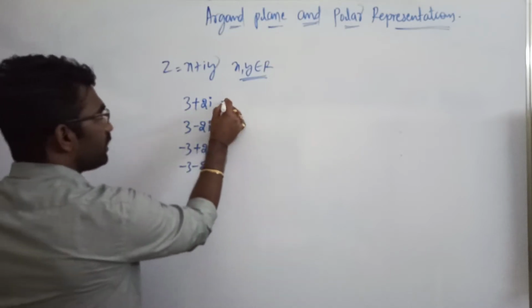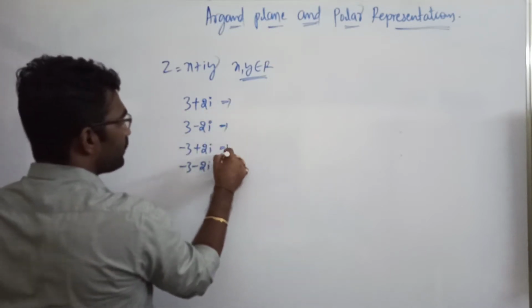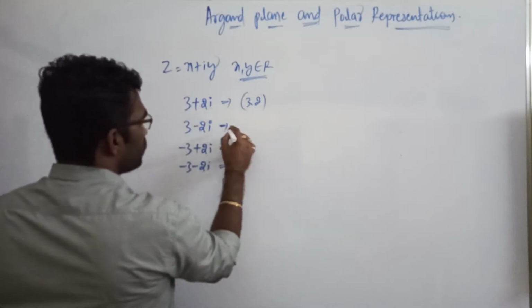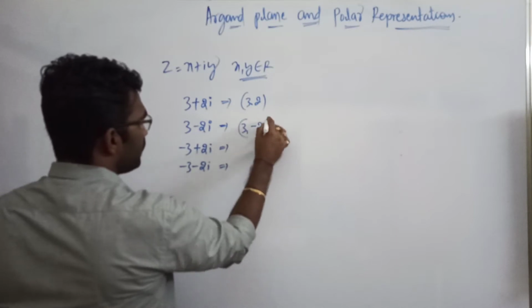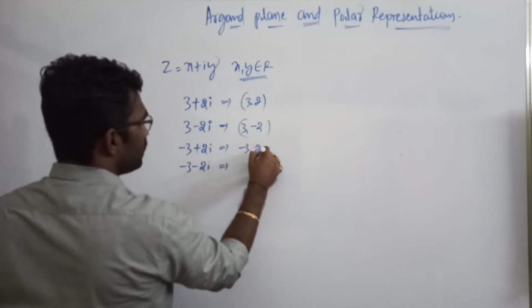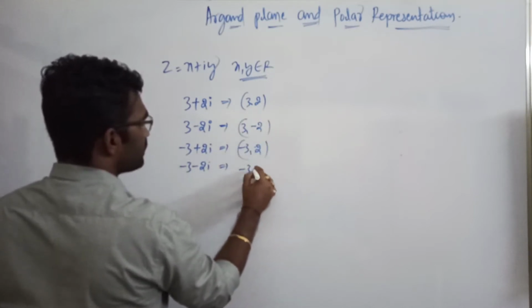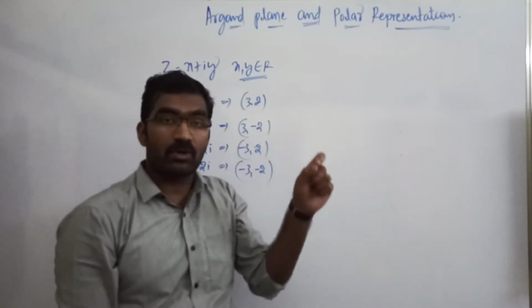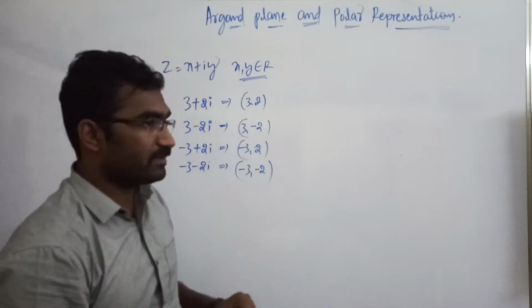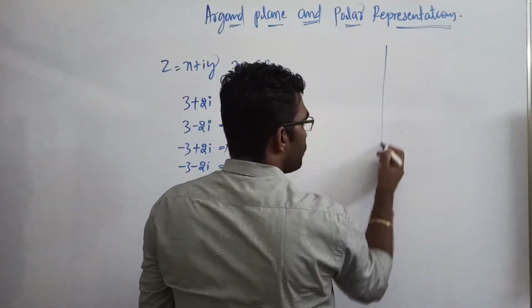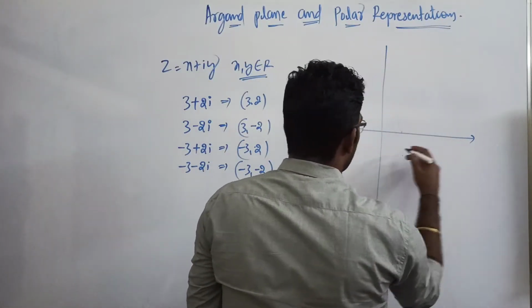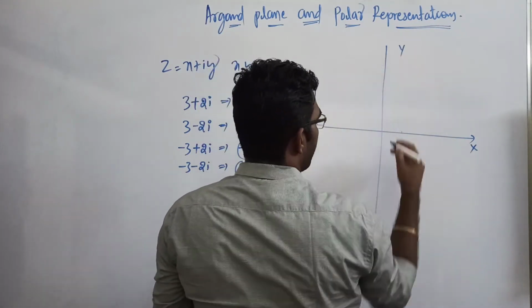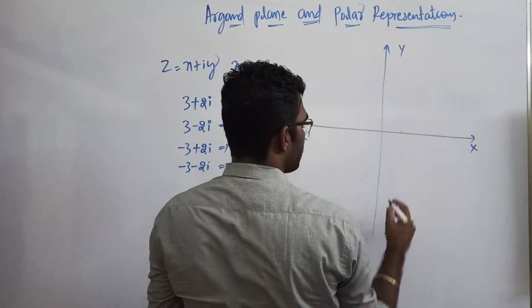Okay, for every complex number I can represent it as an ordered pair. So 3 comma 2 here, 3 comma minus 2 here, minus 3 comma 2 here, and next is minus 3 comma minus 2. Every complex number I have now represented in the form of ordered pairs, so that I can make a point on the xy plane. This is X, this is X dash, Y dash. So this is nothing but the xy plane.